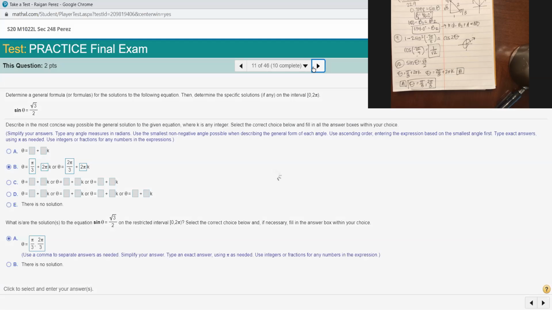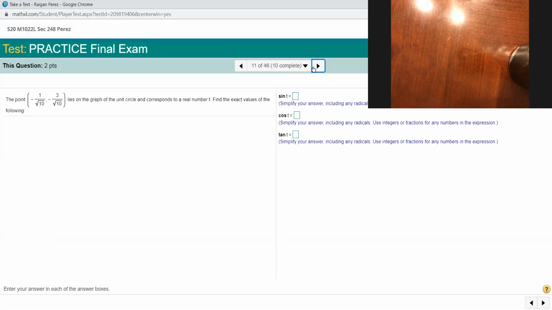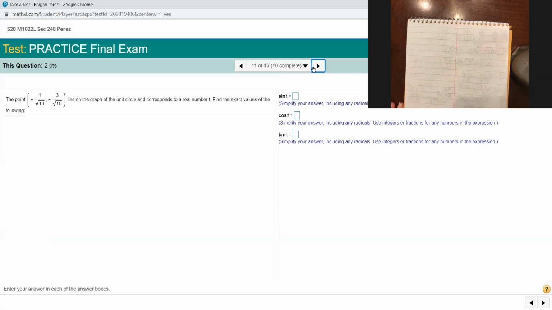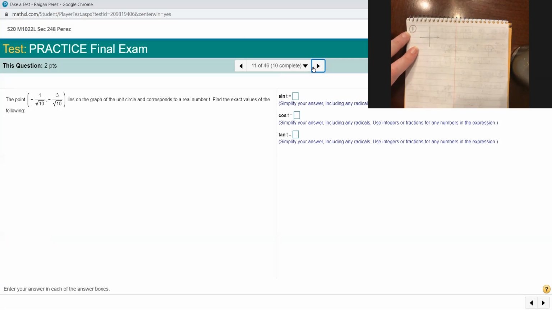All right, number 11. All right, the point lies on the unit circle, corresponds to a real number. Find the exact values. Okay, so negative would be over here. Okay, so remember, this is square root of 10 because underneath is your radius. And then x goes with cosine, y goes with sine.